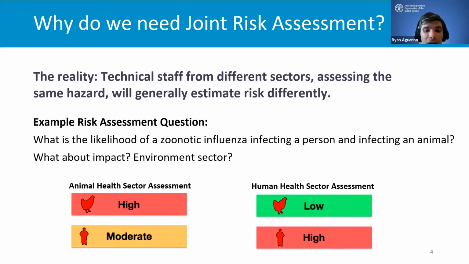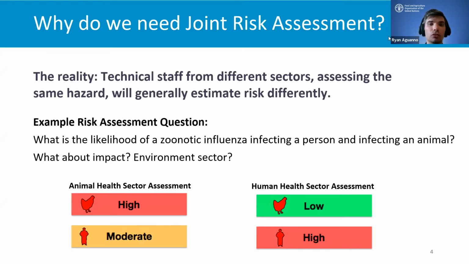And from the human health side, they may assign a likelihood of low for poultry infection and a likelihood of high for human infection. That's just due to bias in their experiences and how they're perceiving the risk or the likelihood. And that doesn't even start to take into account how those different sectors may view impact, and I haven't even included the environment sector, which is just as important.